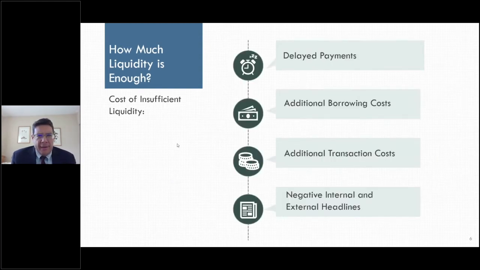So why does this matter? Why do people focus on this? Well, there is a cost to insufficient liquidity besides just the opportunities that you give up and the money you leave on the table. If you don't have enough liquidity, you could have a problem with delayed payments, which for any local government is not good news. You may have short-term additional borrowing costs to be able to cover the shortfall.